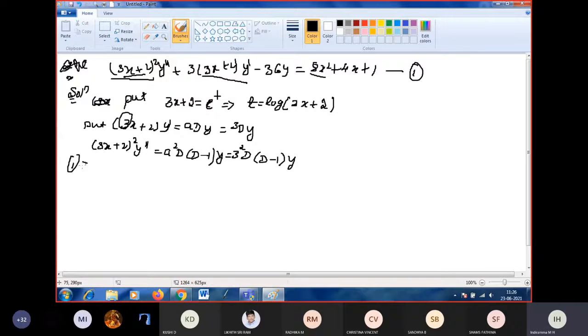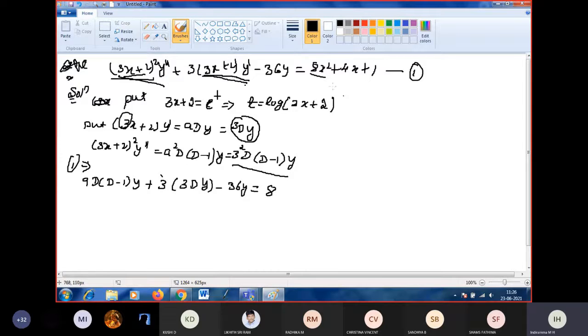So equation 1 becomes: 3x plus 2 whole square into y double dash is 9 into d into d minus 1 into y, plus 3 into (3x plus 2) into y dash, which is 3 into dy, so 3 dy, minus 36y as it is, which is equal to 8 into, what shall I substitute for x?